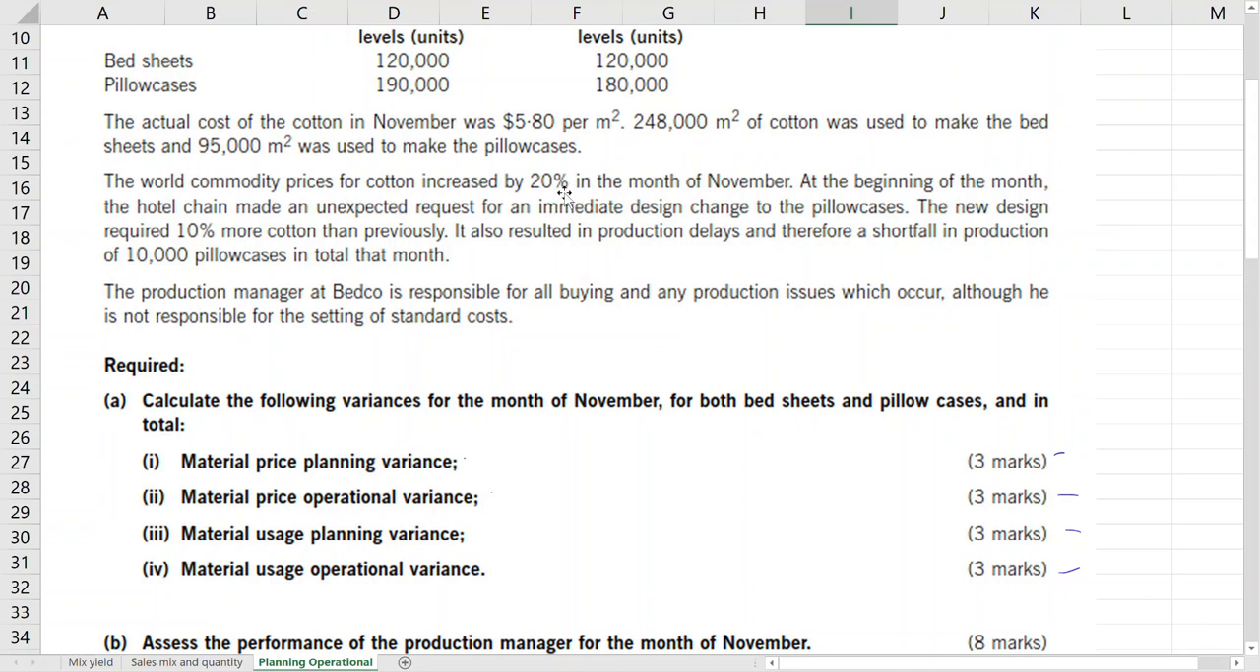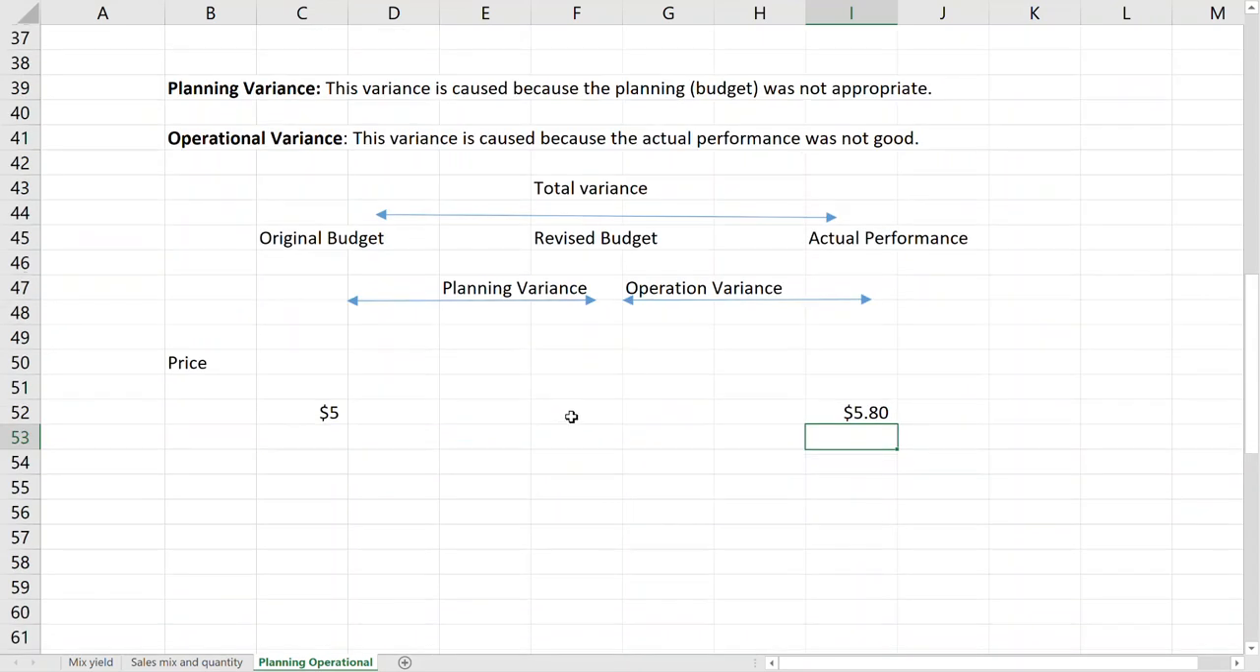If the prices in the world change, that means that the budget should also have changed. So the revised budget should be $5 plus 20%, so 120%. So this should be the price.